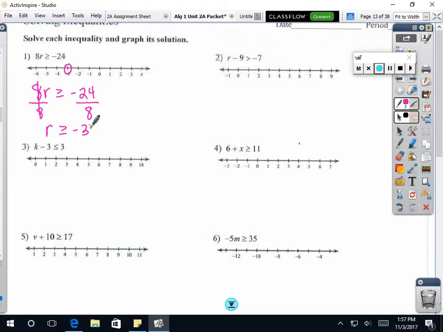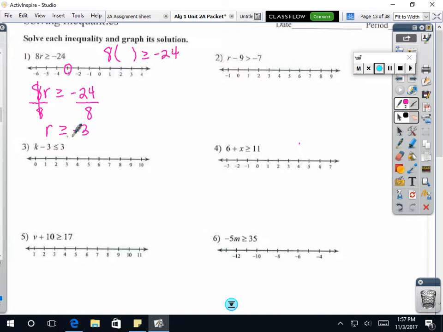Okay, now, what this means is, see how we have an r up in the problem? This means that you could plug in any number that is greater than or equal to negative 3, and it would make this a true statement. So let's try. 8 times r is greater than or equal to negative 24.